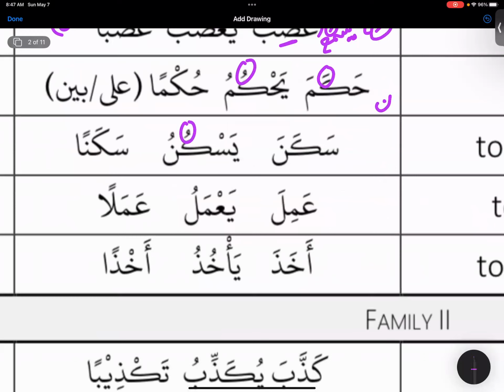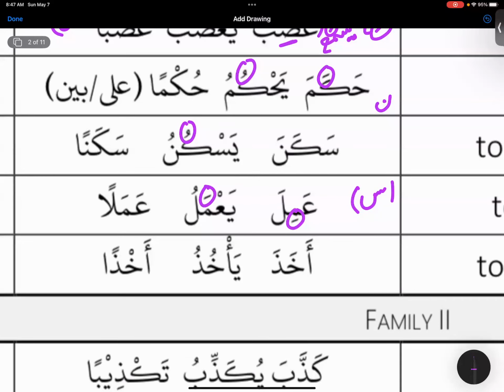Okay, next one. Amila Ya'malu, which Bab? Samia. Very good. Kasra, exactly. So you see Kasra over here and then you see Fatha over there. So your mind should go: this is Bab Samia, Samia Yasmau. What does Amila mean? To do action, to act. Amila, he did. Ya'malu, he does or he will do. And Amalan, action, his deeds. Very good.